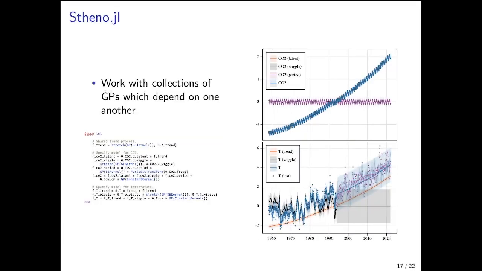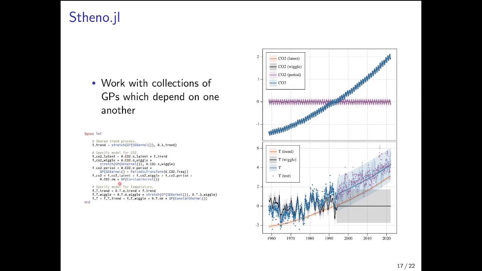Stheno.jl is a package that has been around for a while. It actually predates the ecosystem, but has been refactored and had lots of code taken out of it and really, really simplified since the version that was presented at JuliaCon a few years ago. And so it's designed for working with collections of GPs. So if you take a look at the code snippet on the left here, you'll see GP floating around in lots of places. So what this is doing is setting up a load of GPs and then saying how they all relate to one another.